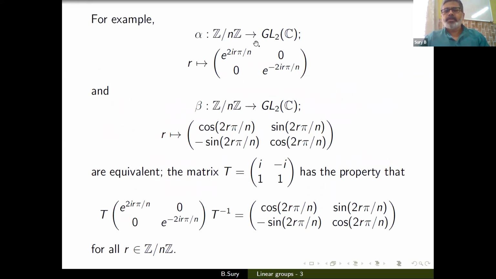For example, look at this again. Look at the two-dimensional representations of Z mod n over the complex numbers. Alpha is this one, e to the 2 pi i r by n, e to the minus 2 pi i r by n, and beta is this one which I mentioned, cos and sin and minus sin and cos. They are equivalent. In fact, this matrix will conjugate this. So it's all very elementary. At the same time, it is subtle. You have to do a lot of bookkeeping.